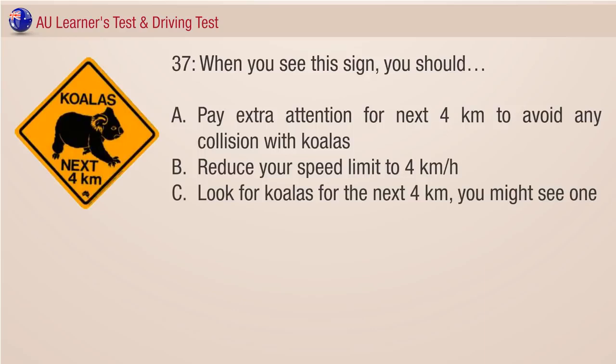Question 37. When you see the sign, you should: A. Pay extra attention for the next 4 kilometers to avoid any collision with koalas. B. Reduce your speed limit to 4 kilometers per hour. C. Look for koalas for the next 4 kilometers. You might see one.